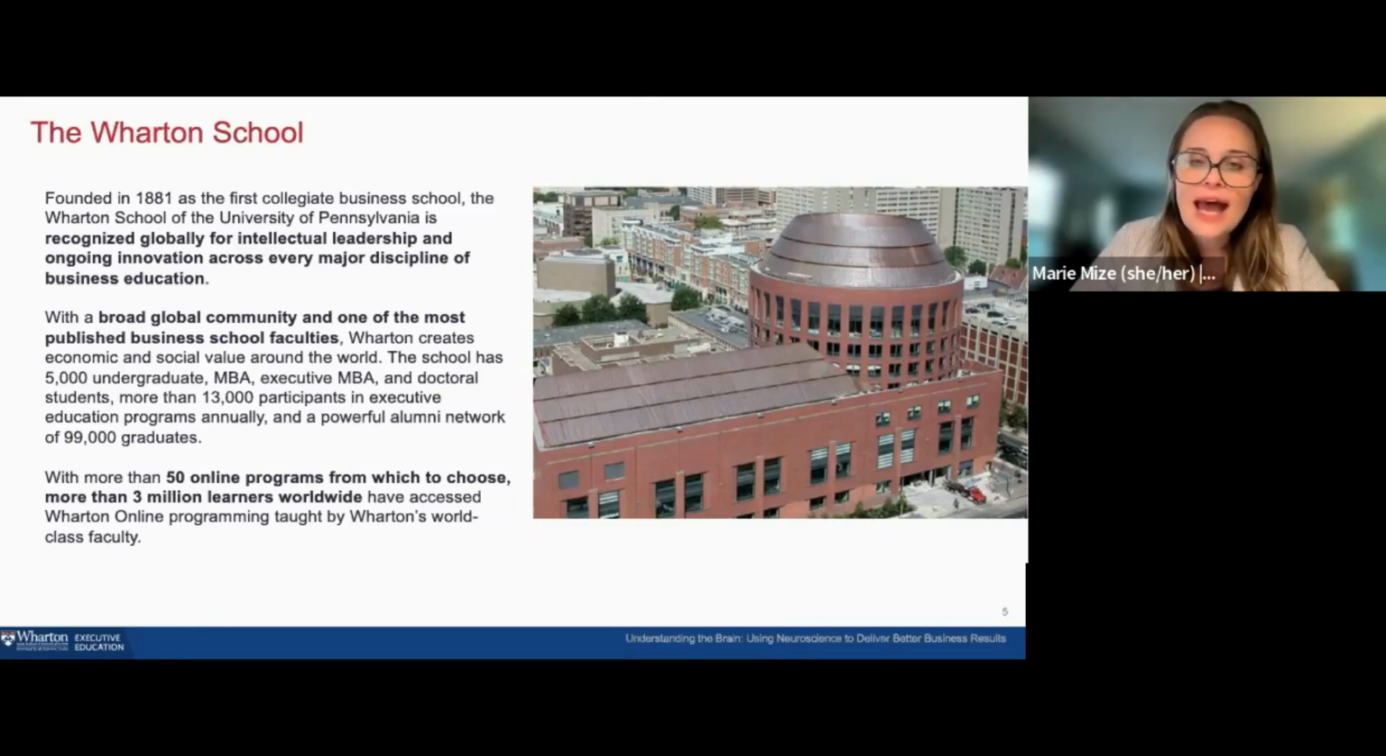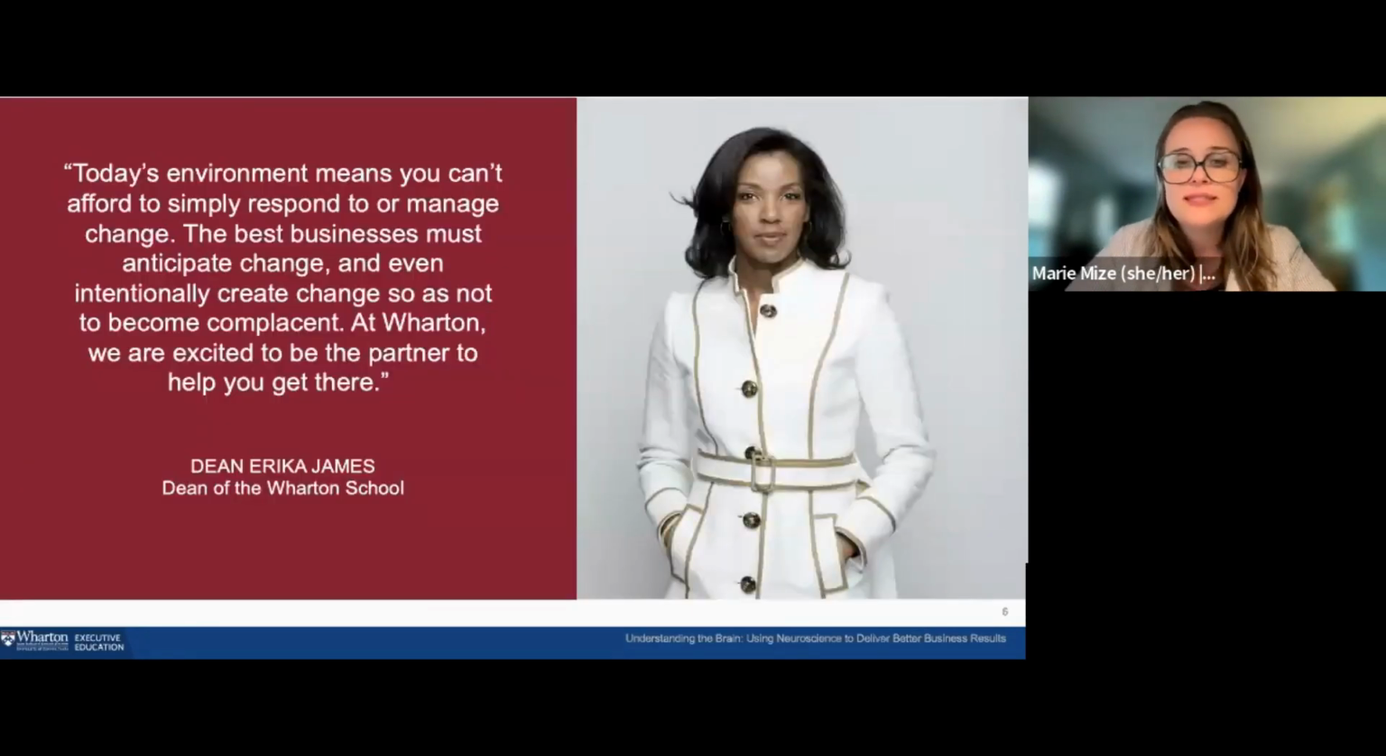We do have a call to action here from Dean Erika James, Dean of the Wharton School, as this really sets the stage for our learning in this program and in all of Wharton programs. This idea of innovation is at the heart of what we do here at the Wharton School. Dean James tells us, today's environment means you can't afford to simply respond to or manage change.